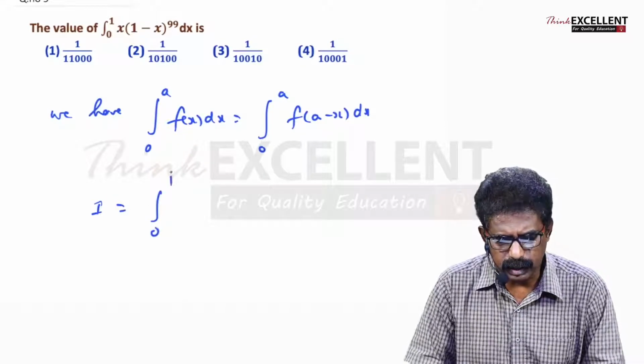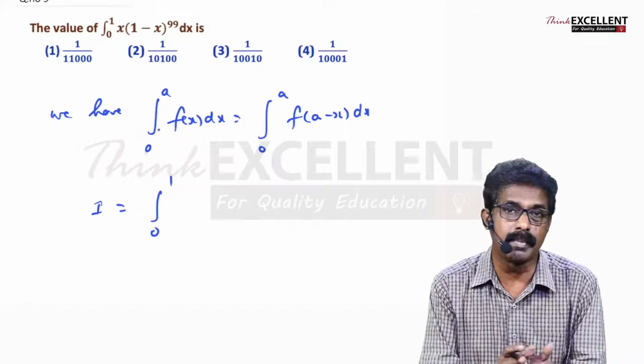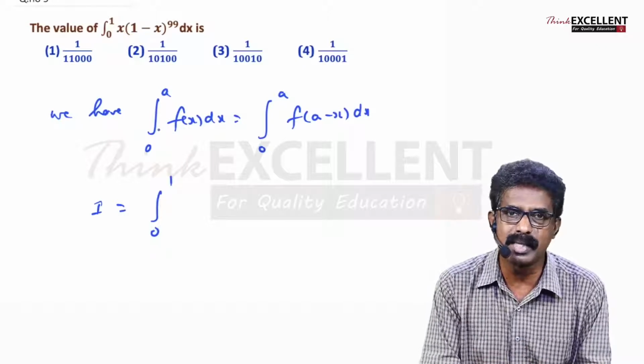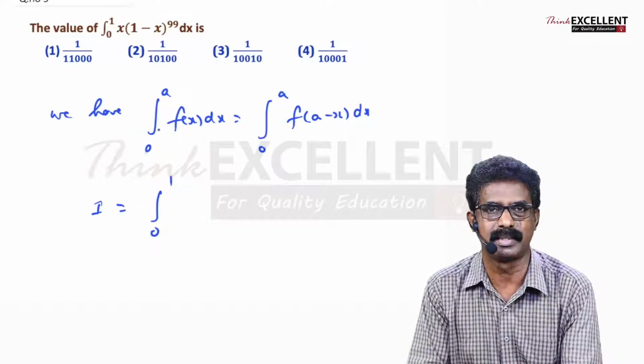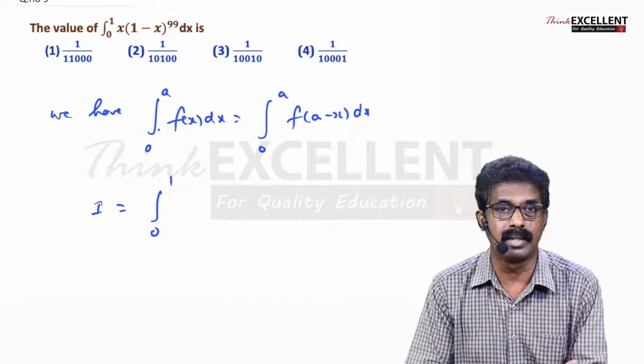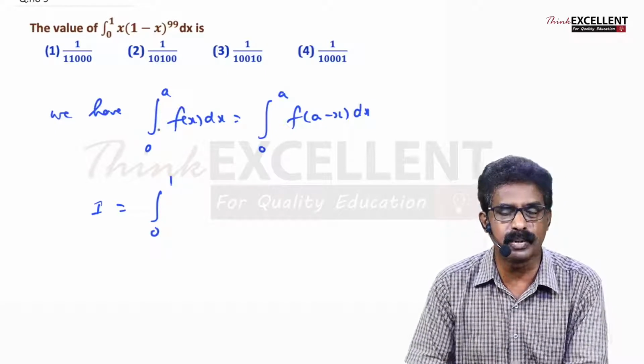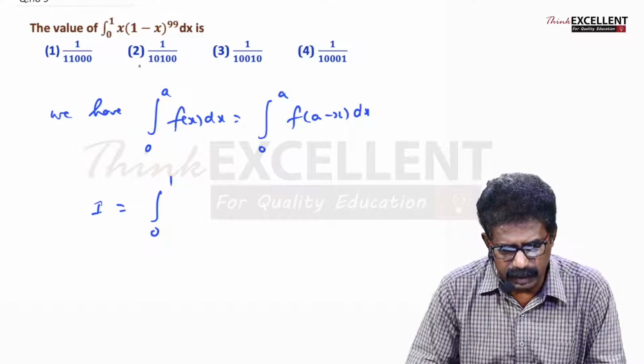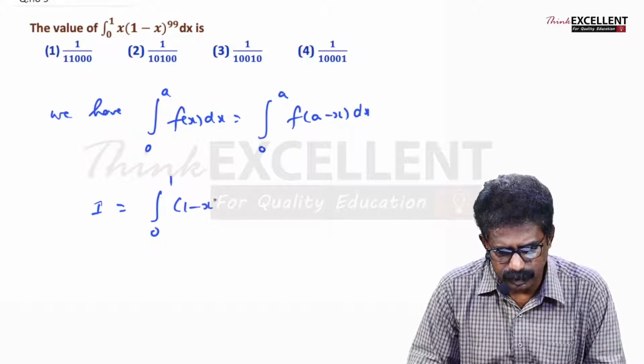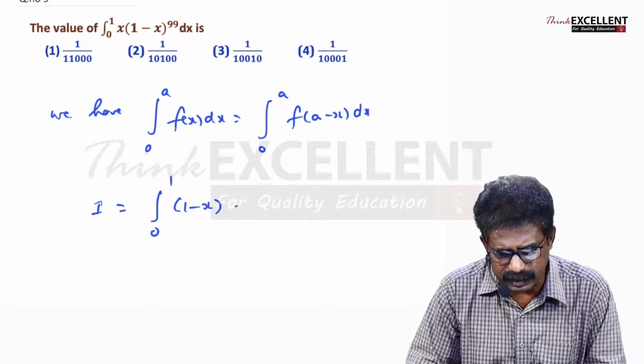If you apply this property, the question becomes the integral 0 to 1. What do you do here? Wherever x comes, you put a minus x. Here instead of a, we have 1. So wherever x comes, you put 1 minus x, and for 1 minus x, you write x. So x becomes 1 minus x, and that 1 minus x becomes x.